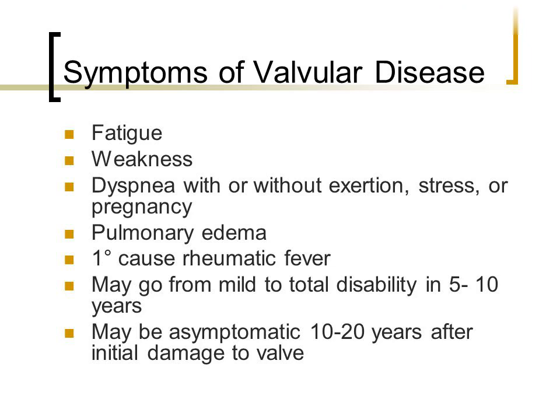Fatigue. Weakness. Dyspnea with or without exertion, stress, or pregnancy. Pulmonary edema. One primary cause is rheumatic fever. May go from mild to total disability in 5–10 years. May be asymptomatic 10 to 20 years after initial damage to the valve.